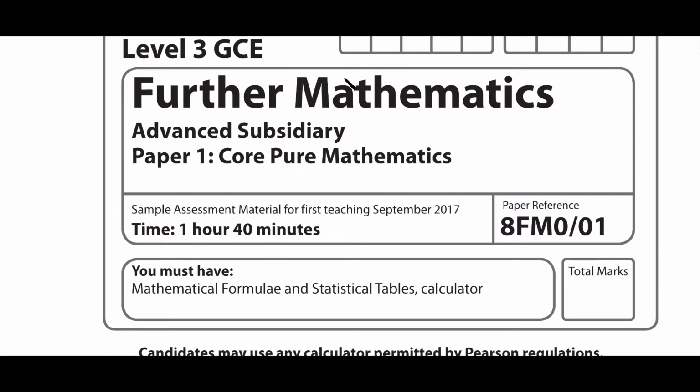Hello guys, this is the Edexcel AS level Further Maths Paper 1, which covers the core pure maths section, and this is from the sample papers. So let's get straight into it.